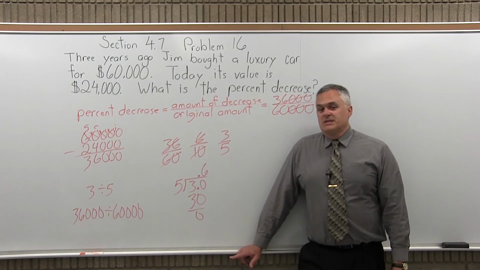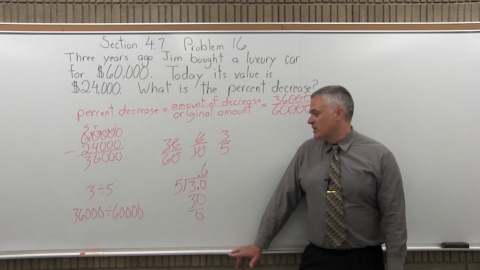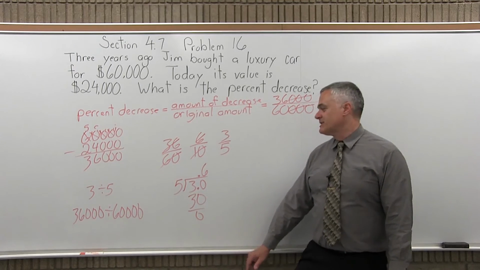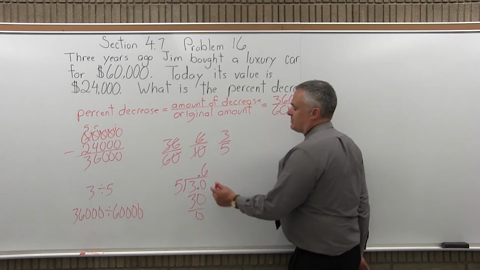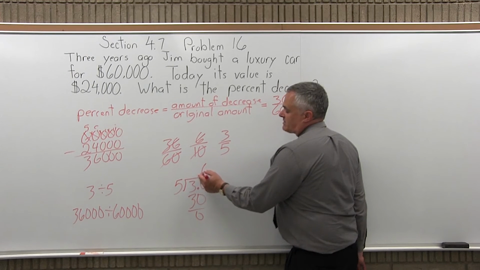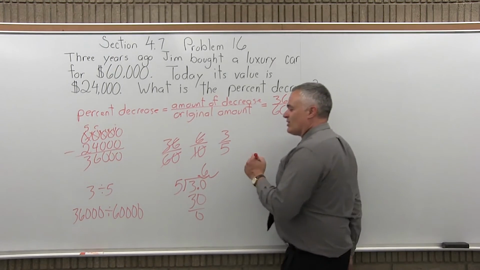Now, this is a common mistake. The percent decrease is not 6%. 0.6, people look at it quickly, and if they're not being careful, they'll say, well, that's 6%. 0.6 is not 6%. It is 60%. Remember, to convert a decimal to a percent, you have to take the decimal point where it is originally and pull it 2 places to the right, not just 1.